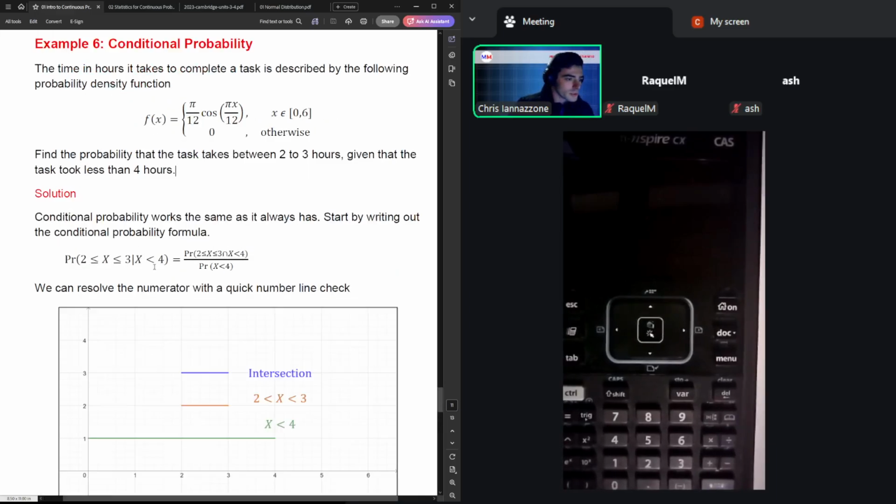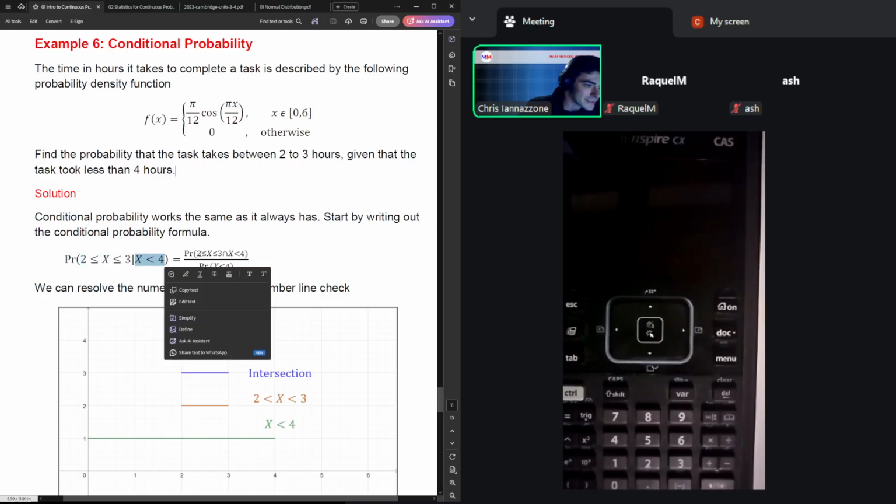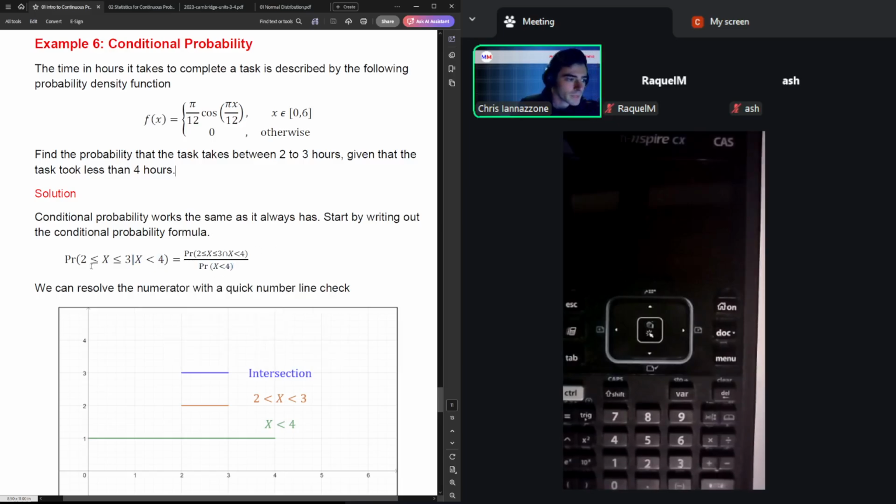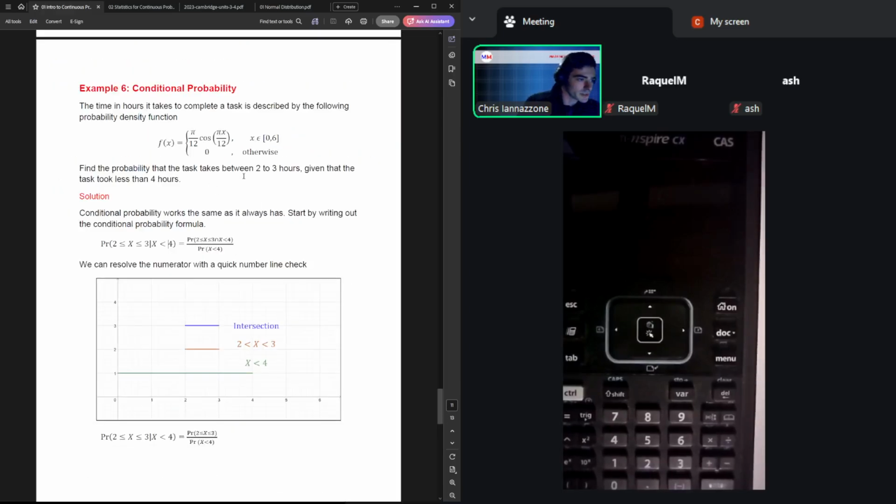As for then what the equation ends up being, it ends up being the intersection of both of these things. So this interval intersecting this interval, that's your intersection symbol there. And then whatever your conditional is becomes the denominator of the equation. So let's intersect the two things, and then conditional becomes the denominator. This is how you start all conditional probability questions. Identify what the thing you're trying to find is, and what the conditional is on it.